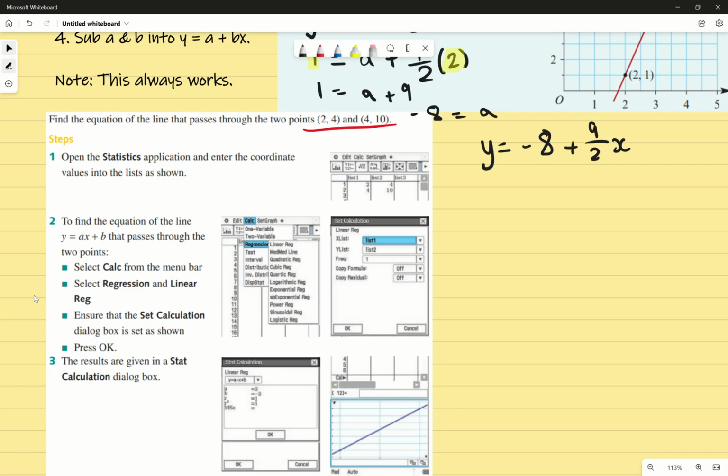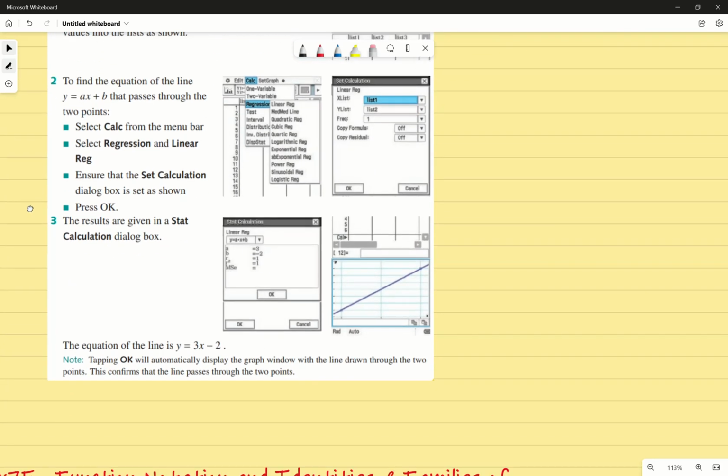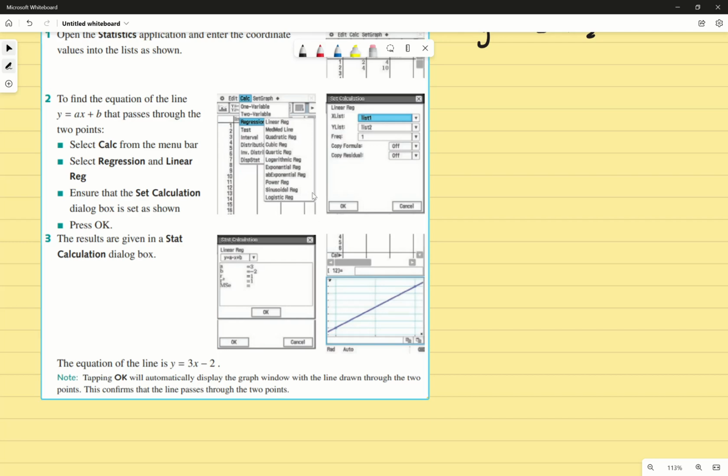Any questions? Okay, so the results are given in the stat calculation dialog box. So in this situation, you can see the value of A is 3, and of course it's given it to us in this format. Just double check on your calculator. I want you to select this bottom one actually, because that's what we're used to. So it should say y equals a plus bx, that's the format we're used to. And it should give us this answer here.